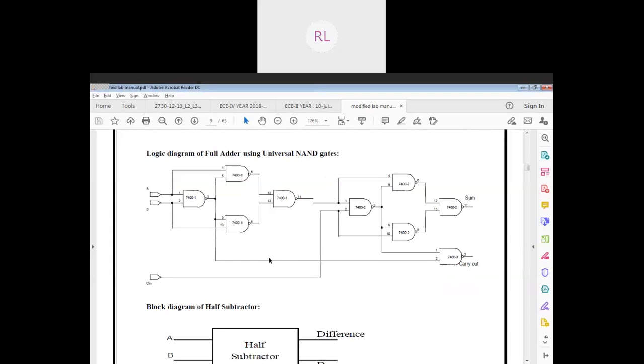As I told you, you can make use of your bubble method. Sometimes they would ask for NAND implementation or NOR implementation. Accordingly, there are separate rules for bubbling, and you can use those techniques in converting these basic gates into these universal gates.